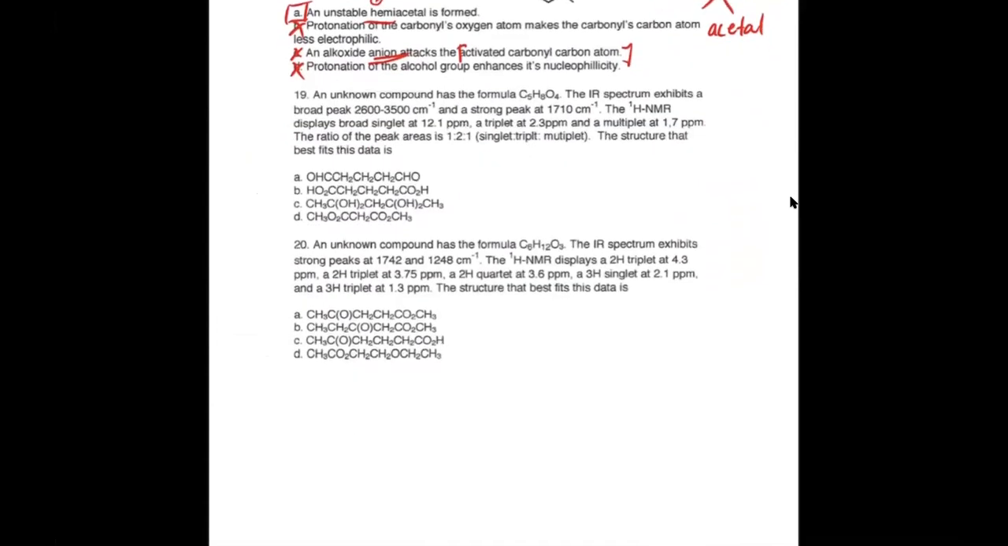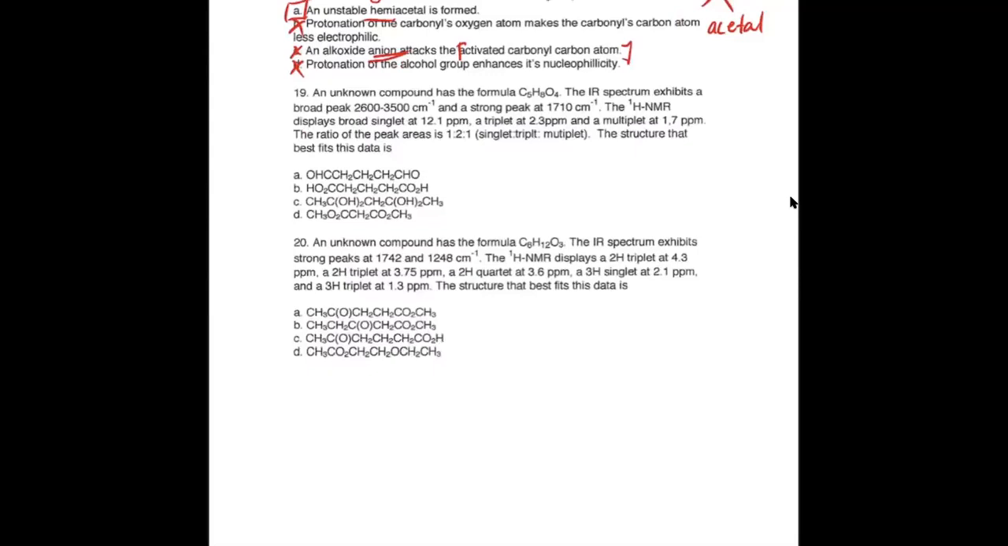So then for number 19, we have an unknown compound that has the formula C5H8O4.